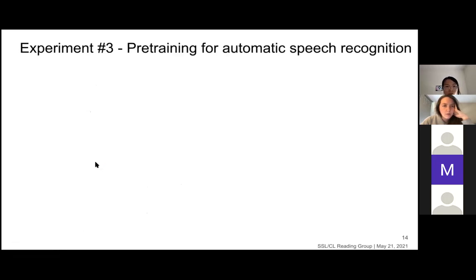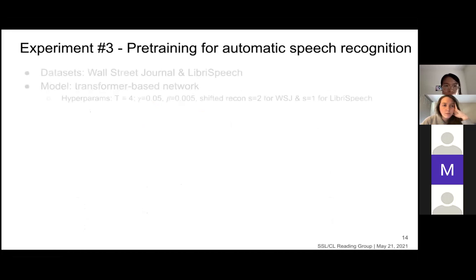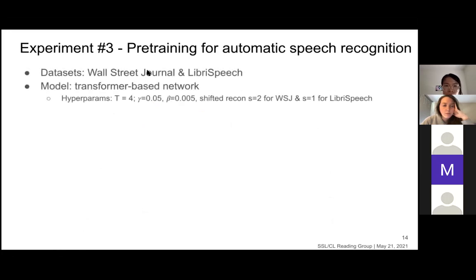Okay, so whenever we talk about sequence data, we usually think of speech data. So they also perform experiments on automatic speech recognition. These are two standard data sets for automatic speech recognition, and in this experiment, they use a transformer-based network. And these are the hyperparameters they show.